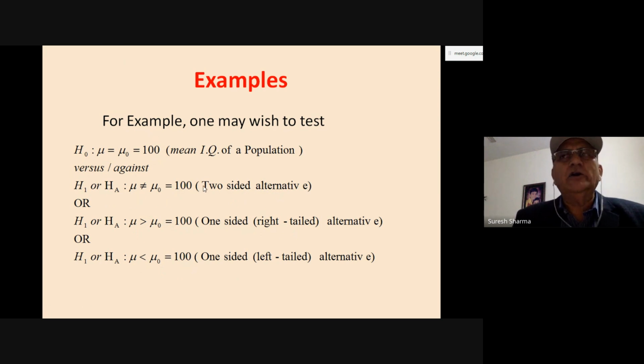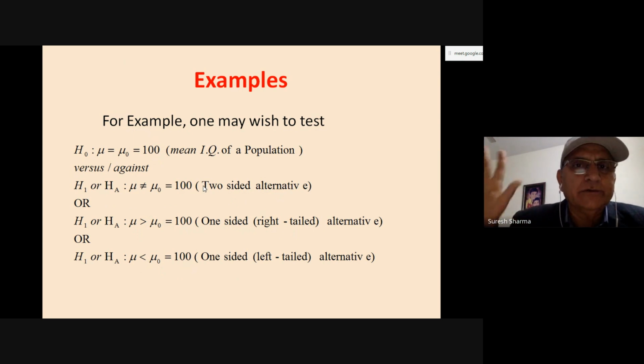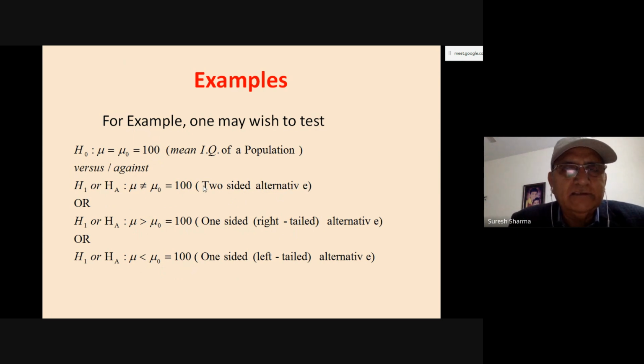So I'll simply say not equal to 100. Let me tell you, in 60 to 70% of the cases, we use two-sided because we don't have any idea in the population what will happen. One-sided to be used only if somebody is 100% sure. As simple as that. So hopefully how to frame null hypothesis and alternative hypothesis are clear.